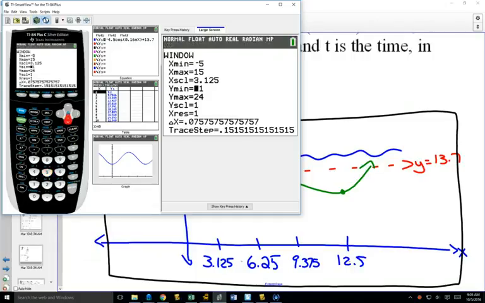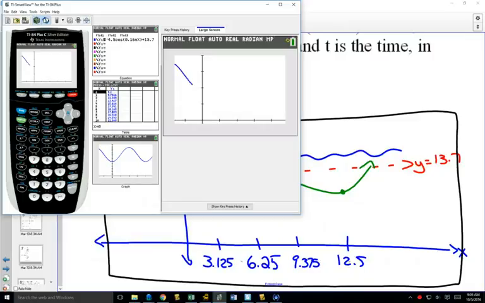For my y-min, a -1 makes sense. What was our maximum? We went up to 18.2. So maybe I'll go up to 20. Your y scale, you can't make it perfectly so it hits 13.7. So maybe you just want to make your scale go up by 5. So you can easily sort of estimate where things are at. 5, 10, 15, 20. Now when we hit graph, we get a graph that is identical to the one that we graphed.